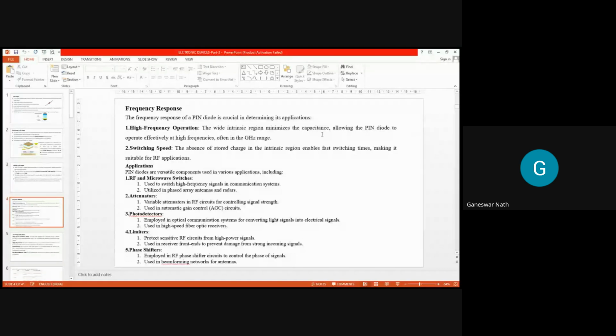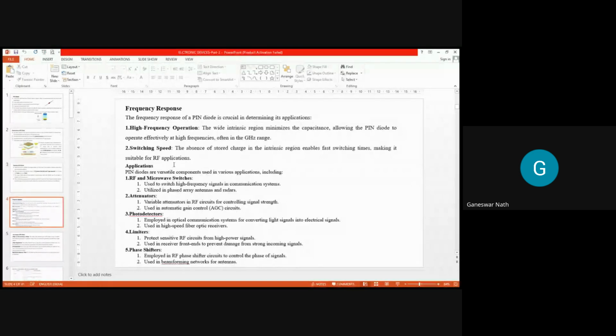Okay, so the width of the intrinsic region, you can see, is wide. The wide intrinsic region minimizes the capacitance, allowing the PIN diode to operate effectively at high frequencies, up in the gigahertz range. That means when there is a high frequency, a heavy current will also flow, and the capacitance also gets minimized.